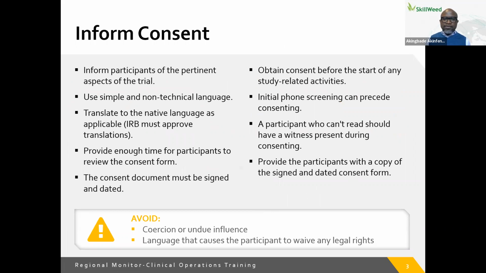Informed consent. Every one of us has been part of this subconsciously or consciously in some form or the other, right? When we go to our doctor's office and we are trying to enroll in a particular clinic, they will give you a consent form, right? The concept is the same thing.